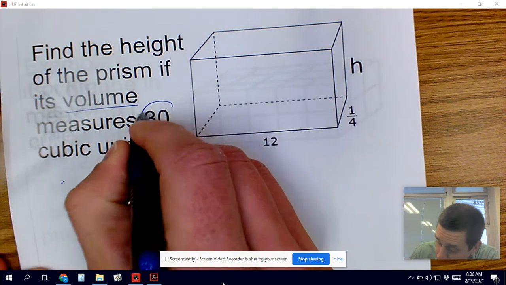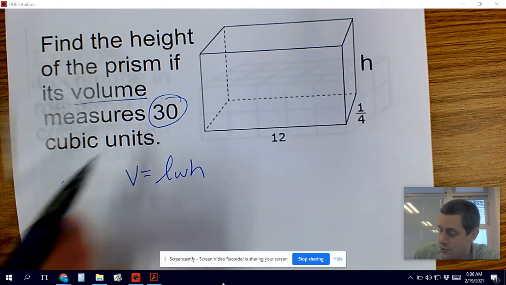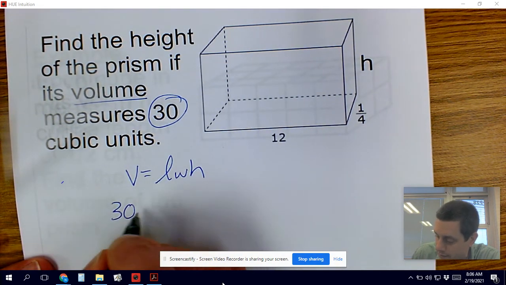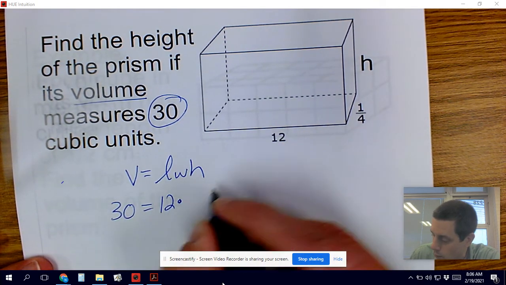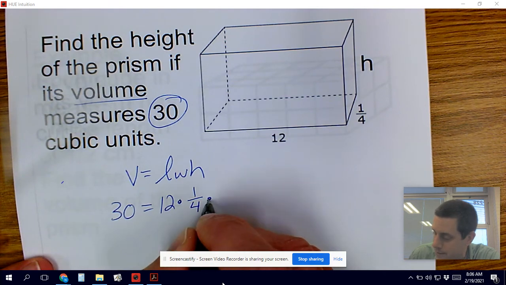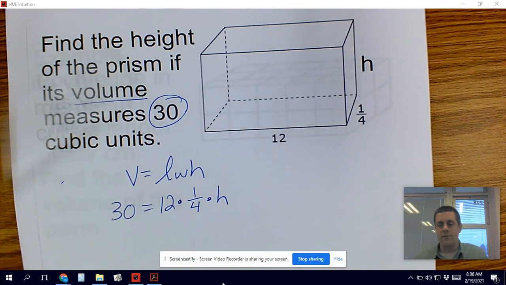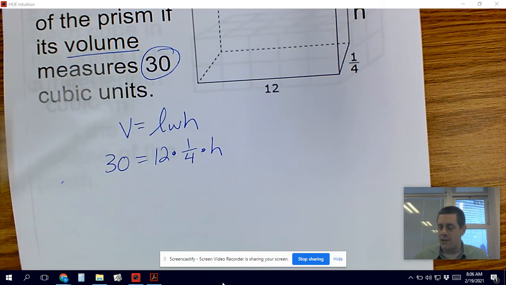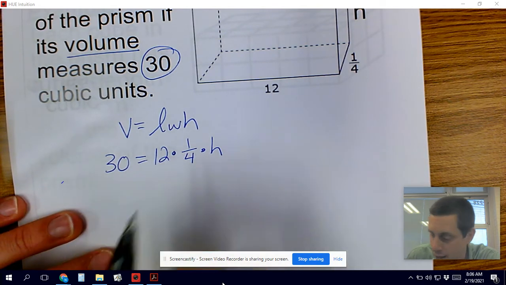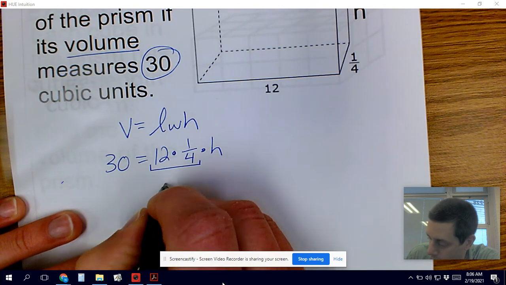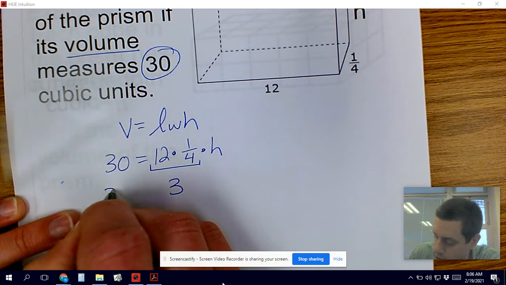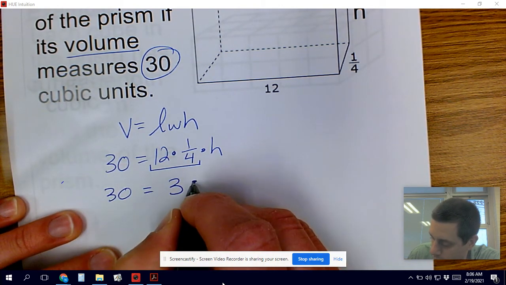Now they tell me that the volume is 30, so I'm going to plug it into V. And I know my length is 12, my width is 1/4, and because my height is unknown, I'm going to keep the variable h. To find the height of this prism, I'm essentially solving for h. Let's multiply 12 times 1/4. You should get 3. So rewriting my equation, 30 equals 3 times h.